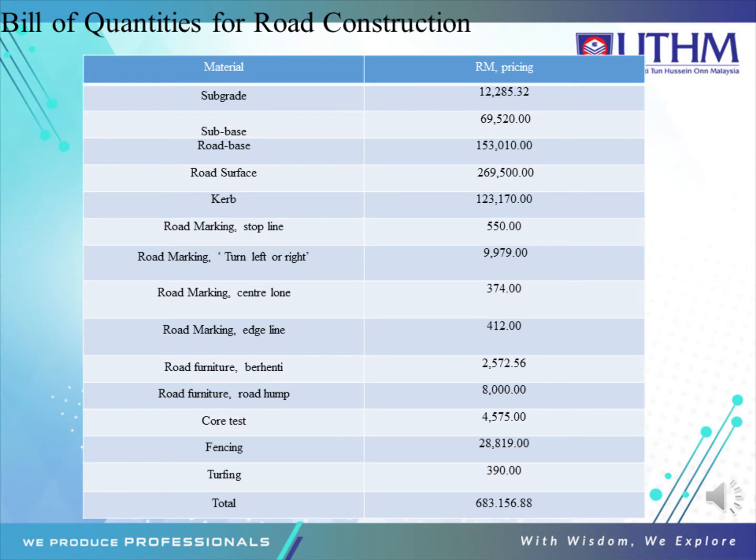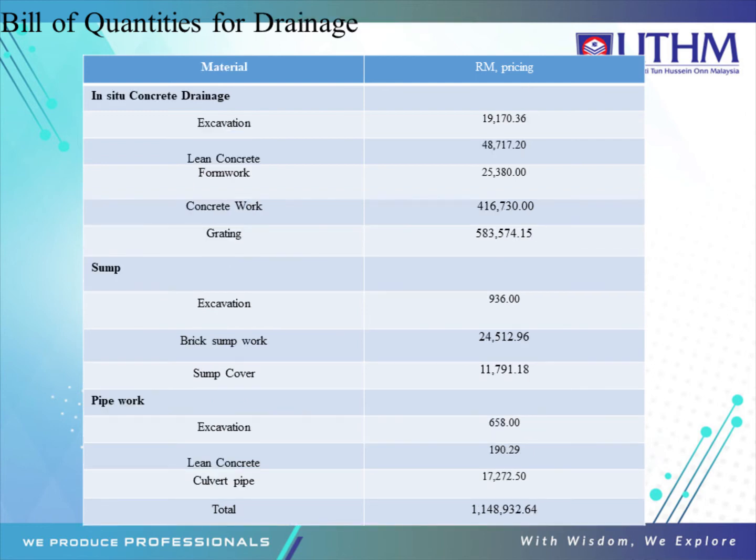This is the bill of quantity for road construction. The total cost will be RM 683,156.88. And this is the bill of quantity for drainage. The total cost will be 114,8932.64.